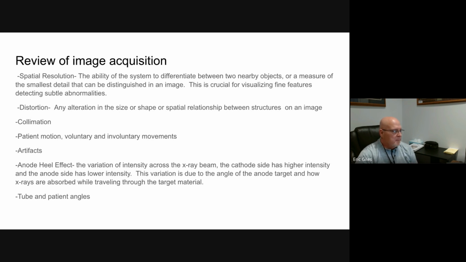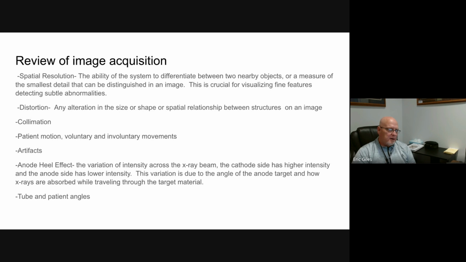We talked about spatial resolution, the ability of a system to differentiate between two nearby objects, or measure the smallest detail that can be distinguished in an image. And we want good recorded detail on our images. And I know sometimes that's not possible, but we want to be able to see the intricacies of each X-ray. If there's something there that's going to help us diagnose what's going on with the patient, we want to be able to see that. And that's what makes X-ray so important.